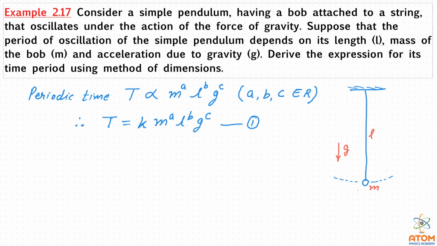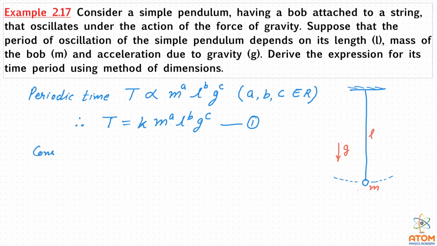Now what we'll do? Now we'll use the method of dimensional analysis. First, we will take the dimension formula of the left side and then we will take the dimension formula of the right side and we will compare both of them. From that, we will get the values of these exponents a, b, c, and that we will put here in this equation. So we will get the final equation of this periodic time T. So let us do that.